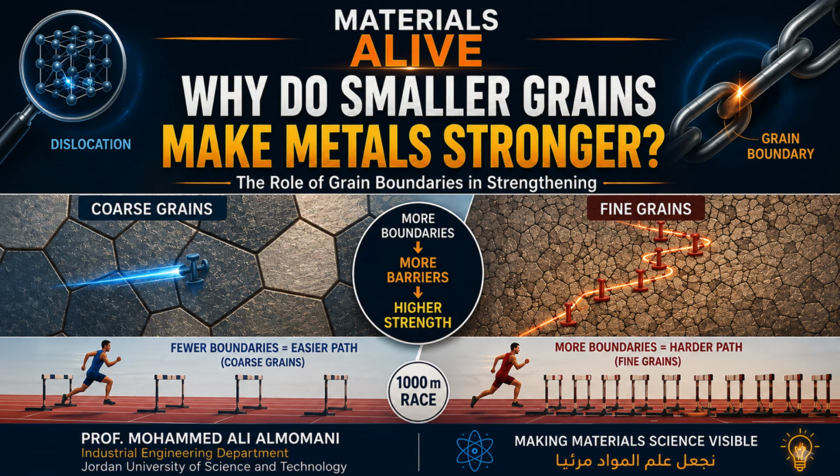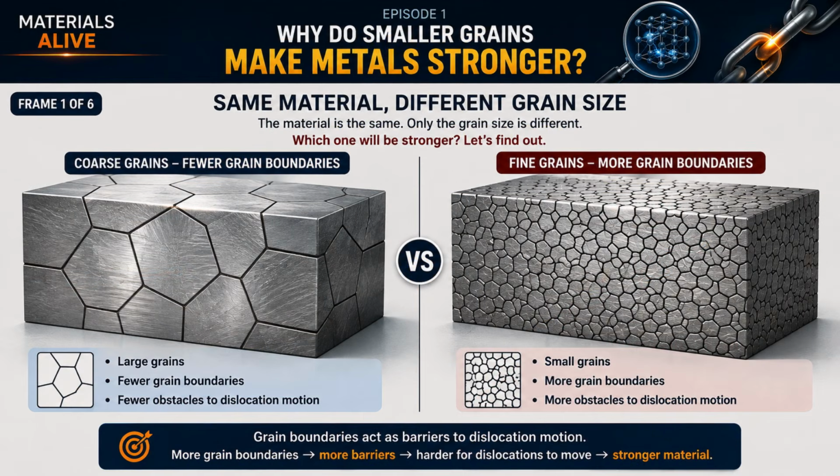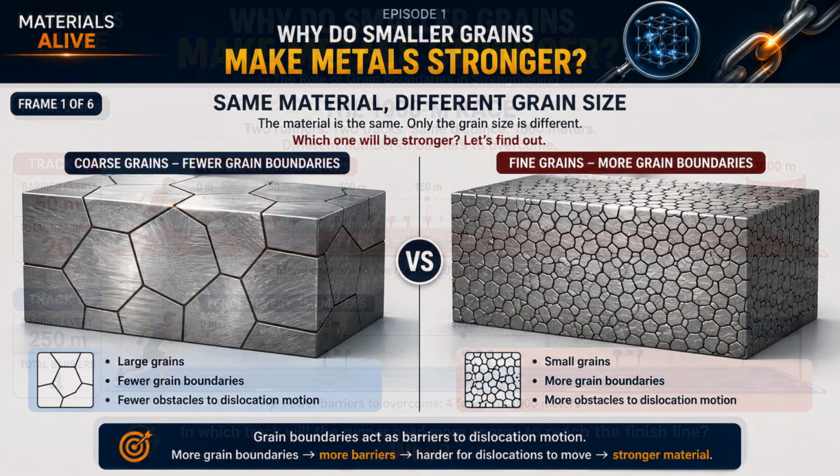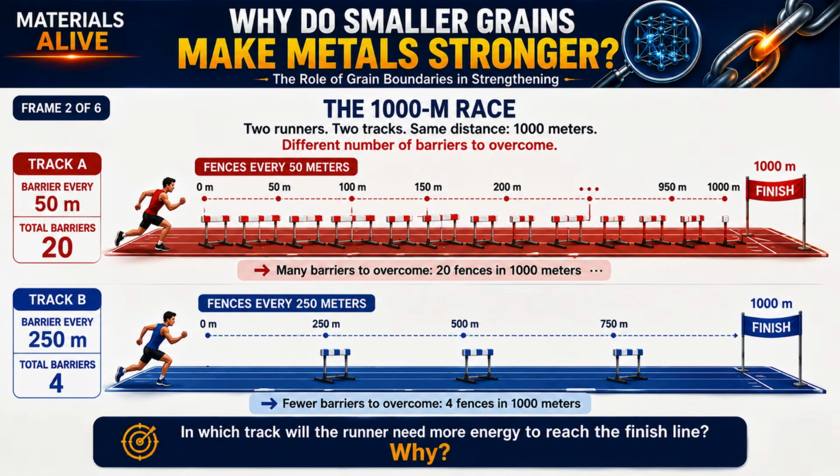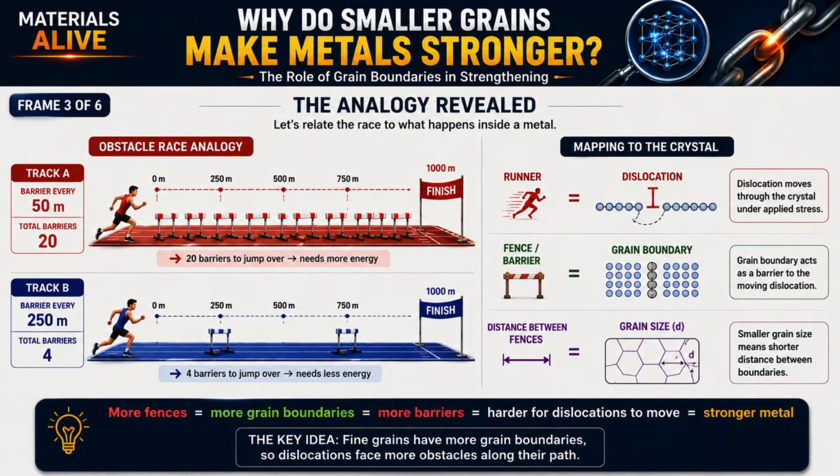Why does reducing grain size make a metal stronger? Imagine two runners on two tracks, each 1,000 meters long. On the first track, there is a barrier every 50 meters. On the second, there is only one every 250 meters. Which runner needs more effort to reach the finish line? Clearly the first one, because more barriers must be overcome.